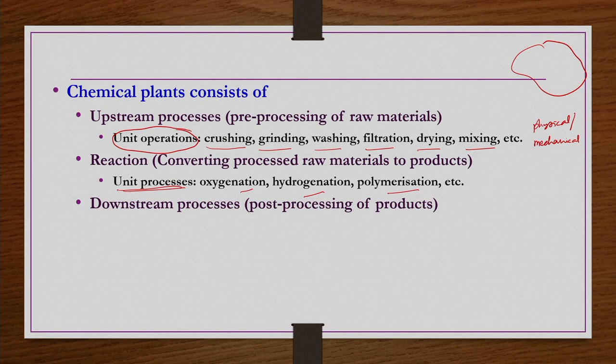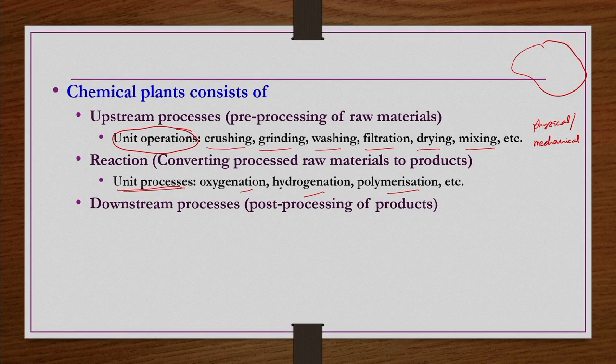Even if those things are not there, you may need to purify the product, increase its percentage. Let us say in a process you are producing ethanol. An ethanol and water mixture has come as a product. Now you want to increase the ethanol percentage. In the product, ethanol is only 70%. You want to make the product 95% pure. Then you have to do certain other processes.